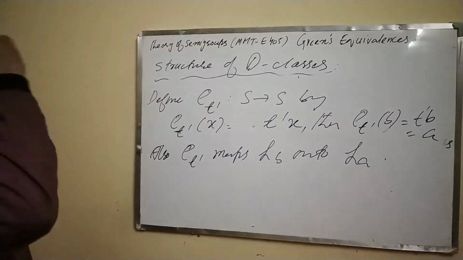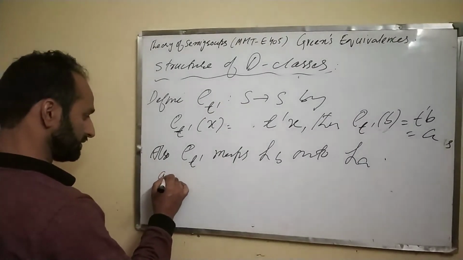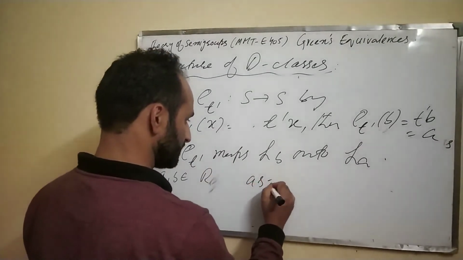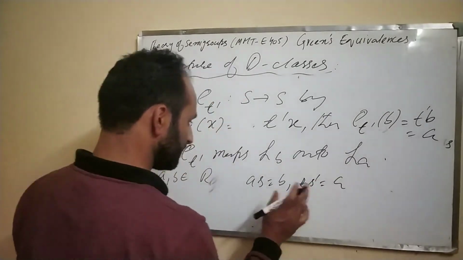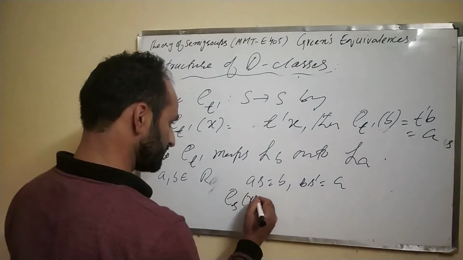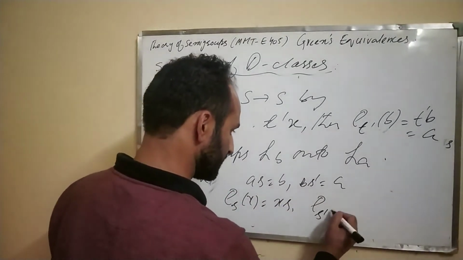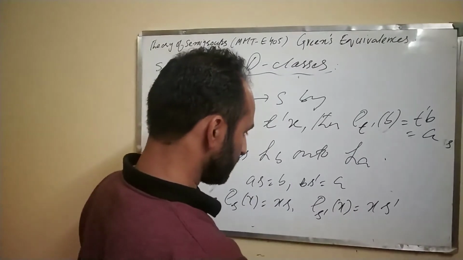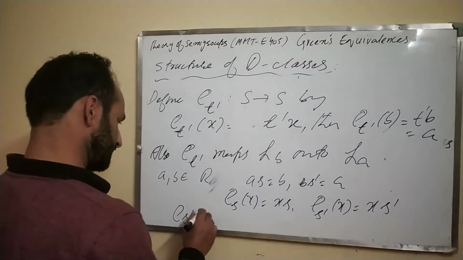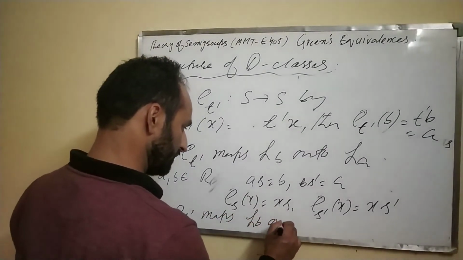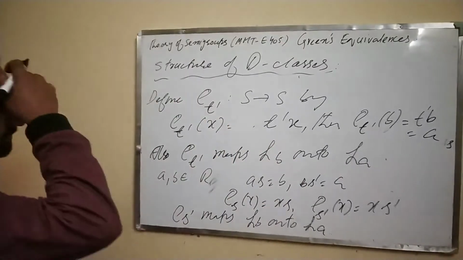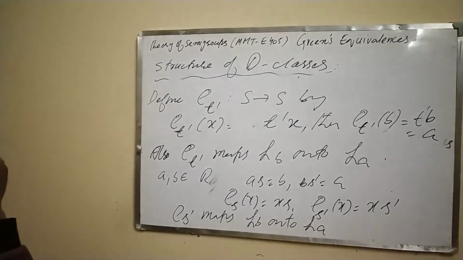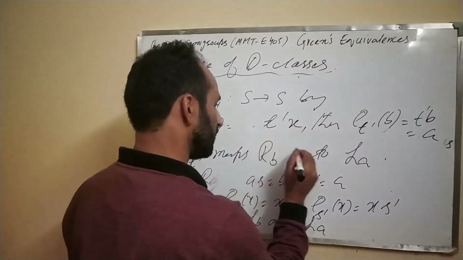So also you can see that in the previous case, whenever A and B are related, so that there is S and S dash such that AS is equal to B and BS dash is equal to A, then if we have defined a map rho S of X is equal to XS, so if we define rho S dash of X is equal to XS dash, then this will map B onto A, and this rho S dash, you can see it maps LB onto LA. So this rho T dash, it does not map LB, it maps RB actually. It maps RB onto RA.